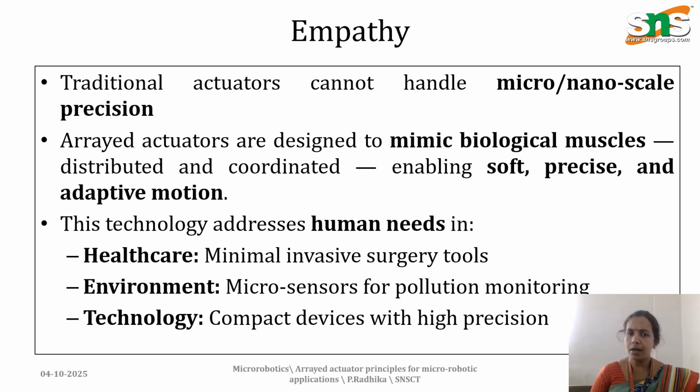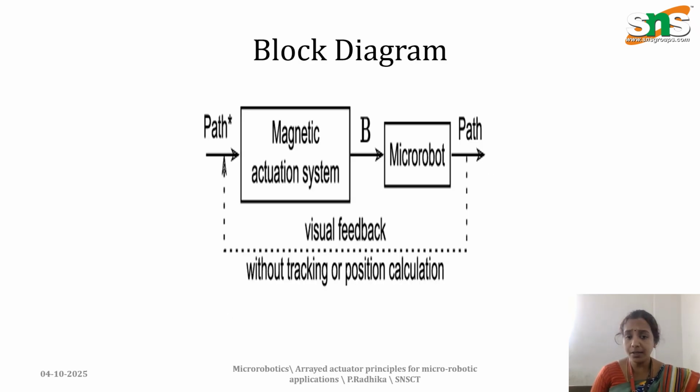Actuators are mainly for locomotion. If we are doing it at a nano scale or a micro scale, then that is called a micro actuator, or even nano actuators. These are very small in size. These can be used in healthcare operations. It can be used in environmental operations. And this is again a block diagram.